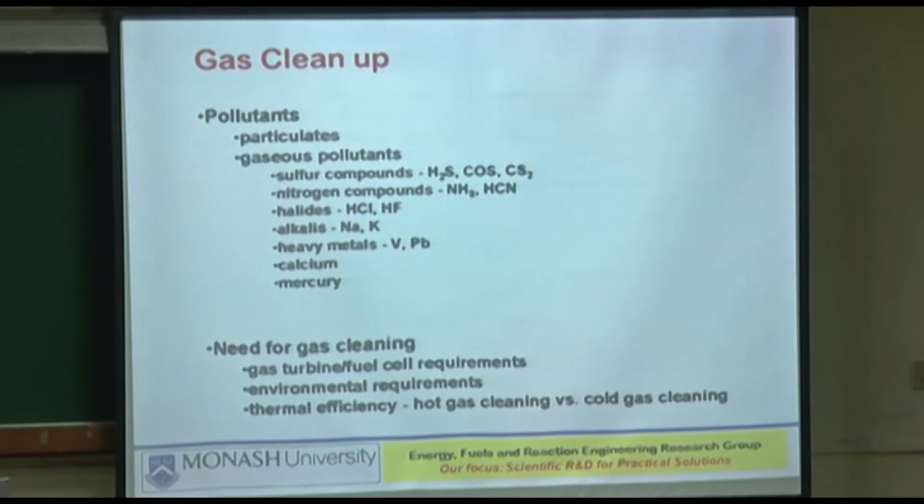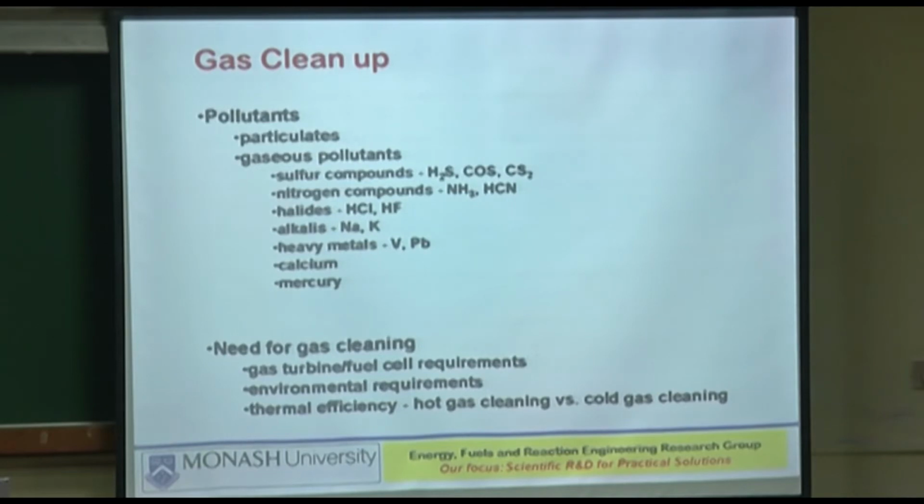Nitrogen is the other gaseous pollutant. It comes out as nitrogen, ammonia and hydrogen cyanide, as I mentioned before. Halides, predominantly hydrogen chloride, but in very rare cases, with high fluorine coals, can also come out as hydrogen fluoride, but there are not very many. But I've listed it there just because it is possible.